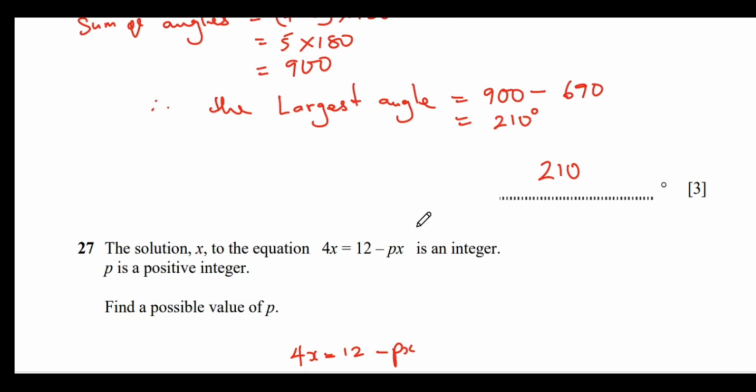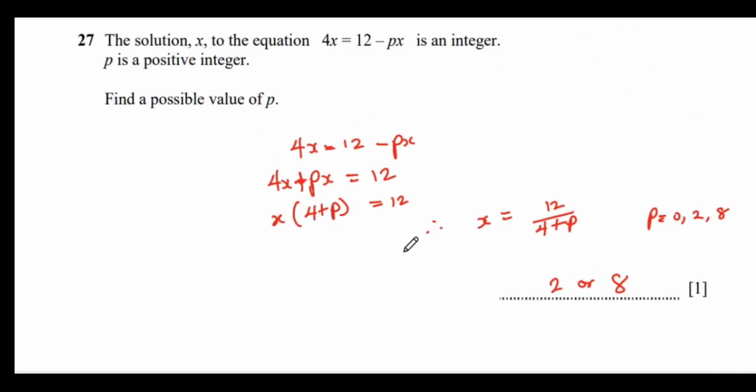Okay, so the last question that we have, let me explain that again. We are told that x is an integer, and p has to be a positive integer. So all we need to do is to make x the subject of the formula from here. Take this over here, we have 4x plus px equals 12. So you factor x out, so you have x times 4 plus p equals 12. When you divide both sides by 4 plus p, you have 12 over 4 plus p as the value of x.